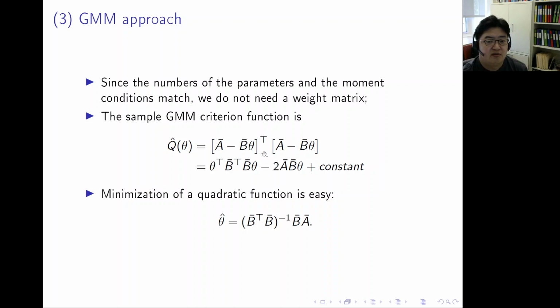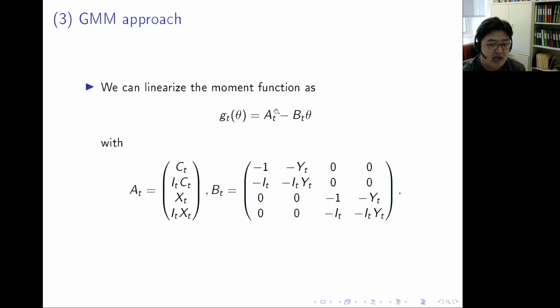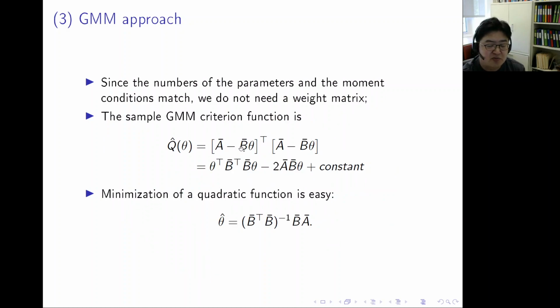So then, and furthermore, it is easy because there is no weighting matrix. You don't need a weighting matrix because you have 4 parameters for 4 moment conditions. So no weighting matrix needed. Therefore, the sample GMM criterion function takes this form. A bar is, of course, the sample average of this A, sample average of B, and quadratic, no weighting matrix, or the weighting matrix equals identity, then you get this.